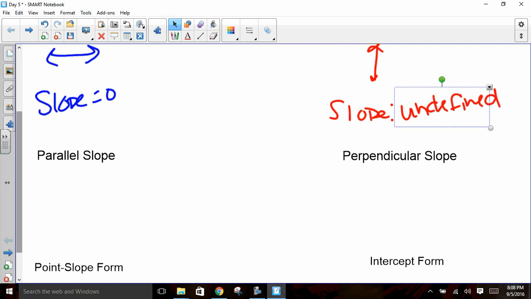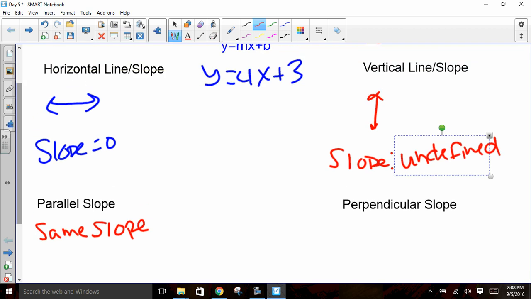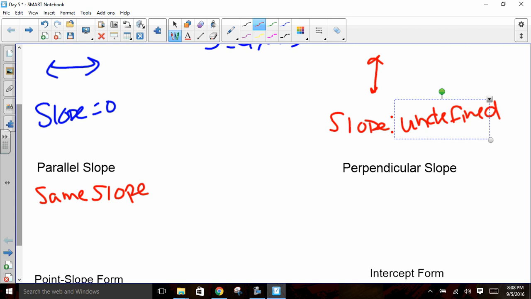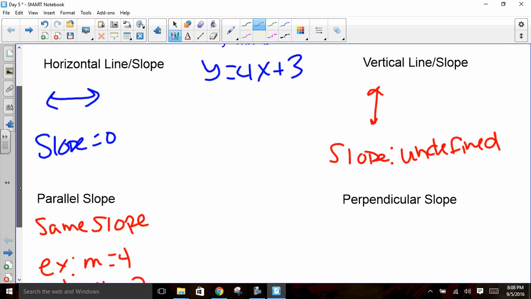Okay, parallel slope. So we're going to be asked to determine whether or not lines are parallel, perpendicular, or neither. So when we are looking for a parallel slope, my parallel slopes will be the same. So if we refer back to that example above, y is equal to 4x plus 3, the slope I'd want in this case would be a slope of 4. So we could have, say, y is equal to 4x minus 2. Compared to my original example, 4 and 4, same slope.